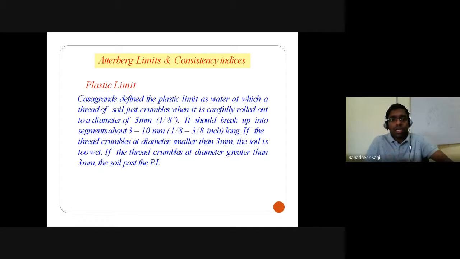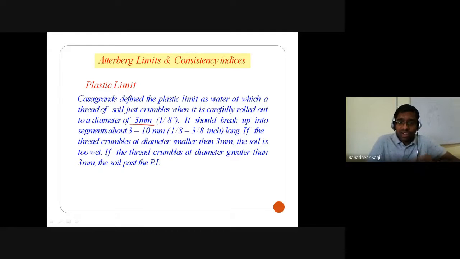Okay, so Casagrande defined the plastic limit as the water content at which a thread of soil, when you are trying to roll the soil sample into the form of a thread, just crumbles when it is carefully rolled to a diameter of 3 mm. That corresponding water content existing in the soil is what we define as the plastic limit value of the soil. So your soil thread should break into segments or pieces. Okay, that corresponding water content is what we call the plastic limit value of the soil.